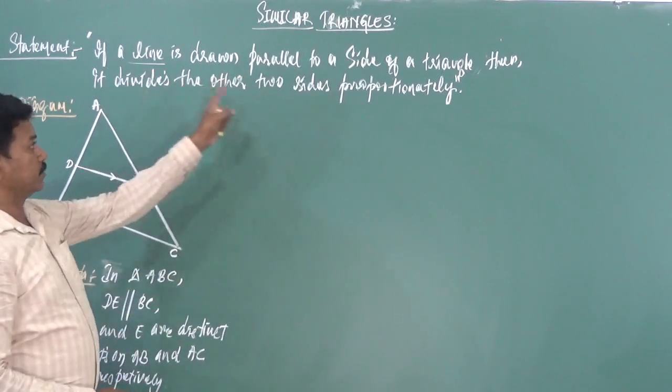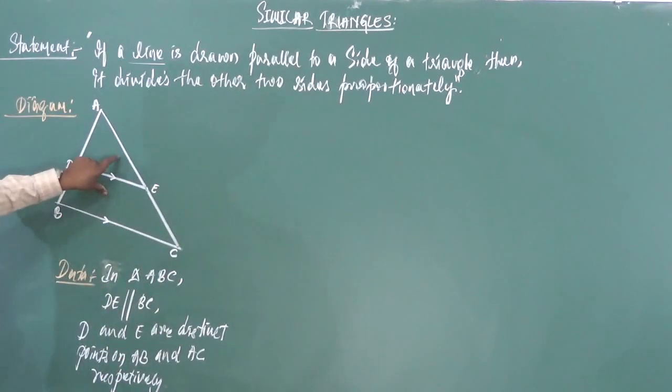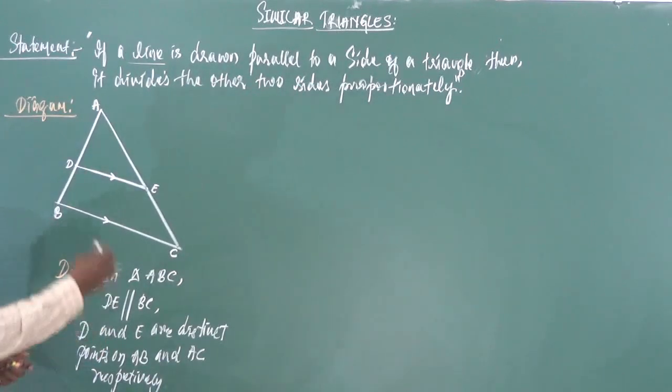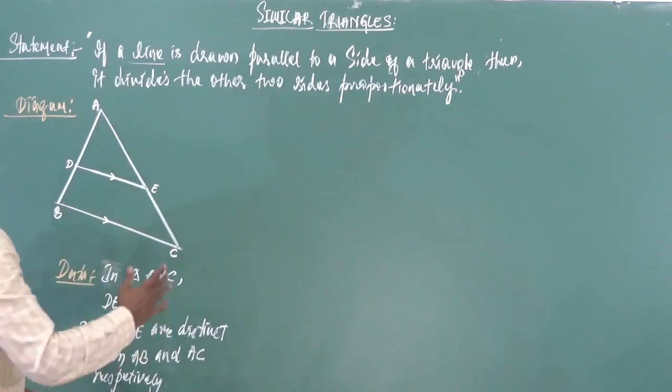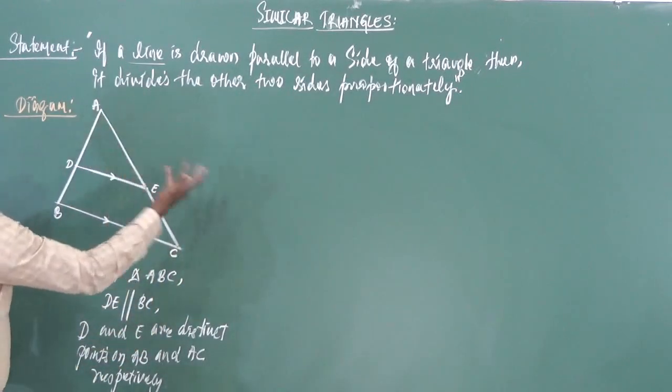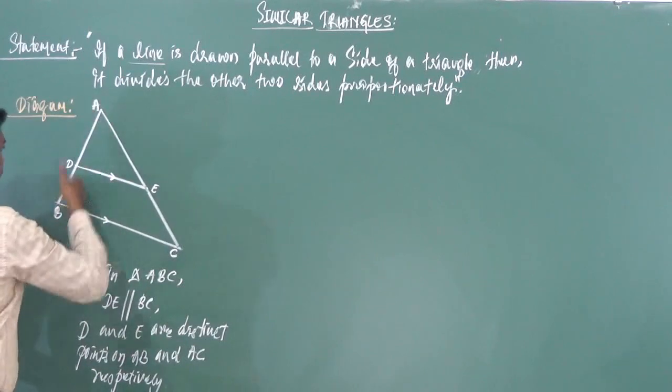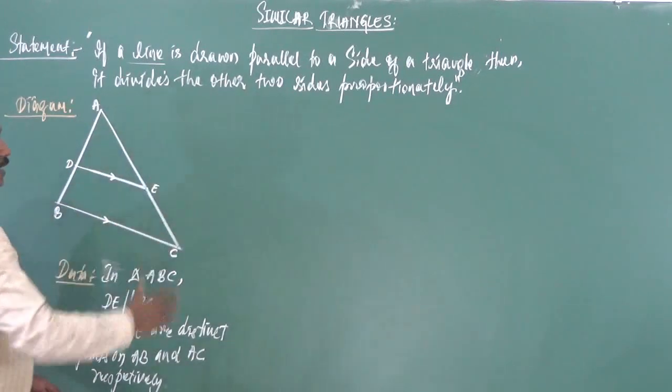So by reading the hypothesis part of the statement, I have drawn the triangle. I have drawn this line parallel to one of the sides, and the description of this entire diagram I have written in the form of data. Okay. So I will go with the conclusion part now. Then it divides. It means who? That is the line. Then it divides the other 2 sides proportionately.